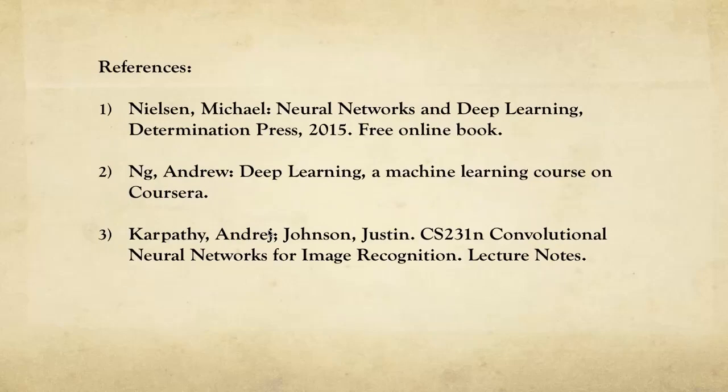The material of these lectures comes from this book, the first book. It's a free online book written by Michael Nielsen. It's a great book. It's where I learned machine learning for the first time. There are also a bunch of classes on Coursera that teach about machine learning. And Stanford has a course called CS231 that has really good notes on this kind of material. I hope to see you in the next lecture.